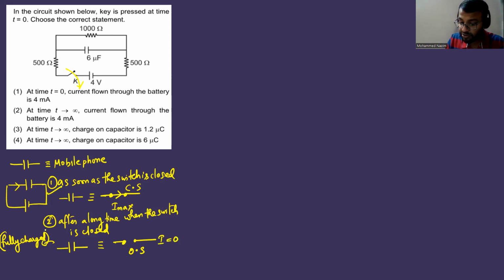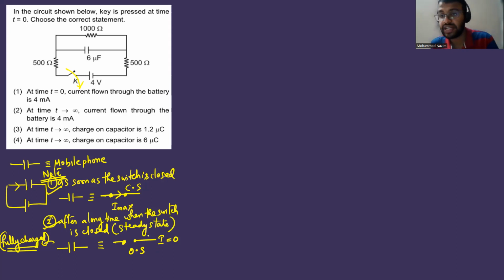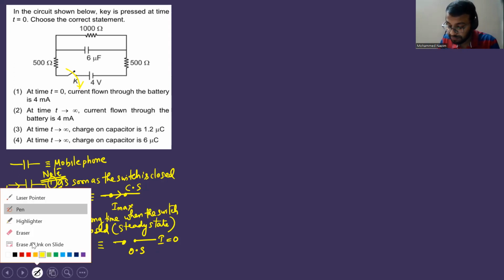So these 2 points you have to remember. This note is very, very important. As soon as the switch is closed, the capacitor will act as a closed switch because it is highly uncharged. It will take maximum charge, and after a long time when the switch is closed, it is going to act as an open switch because it is fully charged. And this state we call steady state. Now, keeping these 2 points in mind, let us try to solve this question.